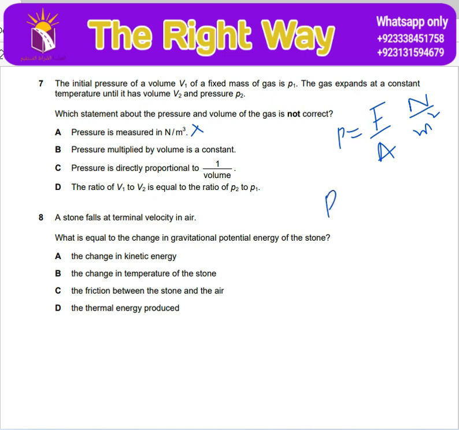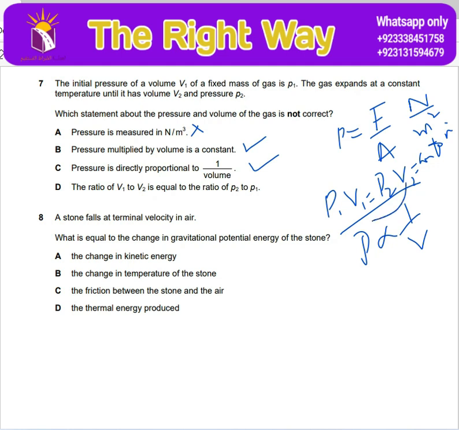Pressure multiplied by volume is constant. Yes, we know that P1 V1 is equal to P2 V2 is equal to constant. So this is the right option. Pressure is directly proportional to volume. As from this equation, P is inversely proportional to 1 over V. This is also correct.